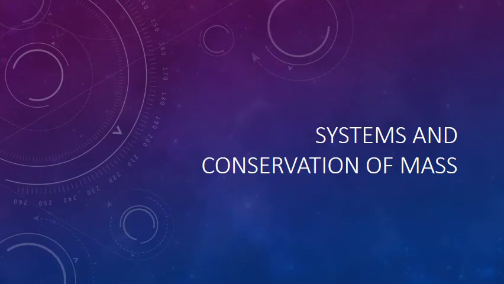Hi everybody. Today we're going to be learning about two concepts in physics. The first is systems and the second is conservation of mass. So when we're trying to analyze what is happening with different objects in physics, instead of evaluating what's going on with every single object, we can group them into things called systems. And there are different types of systems that we're going to be talking about today.